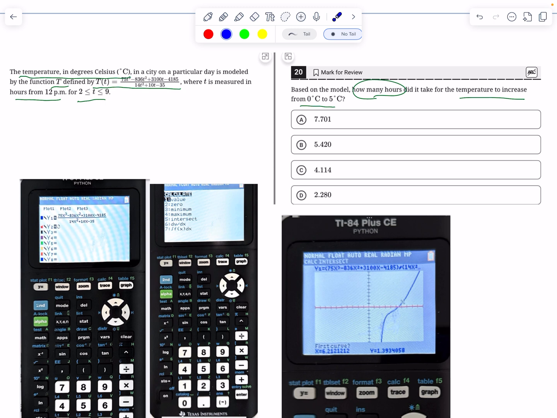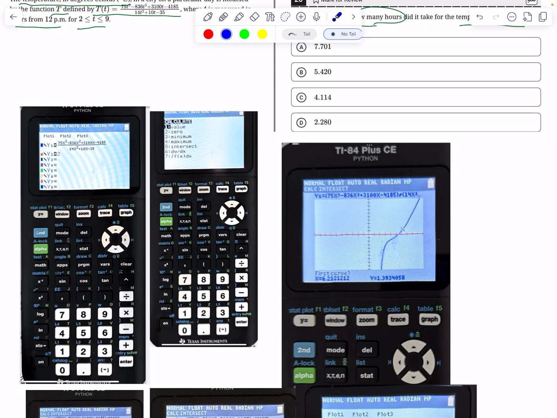Okay, and so in order to do that, we press second trace for calc, and on the screen you will see calculate, and you choose number 5 for intersect. And when you do that, you will see this screen. It will ask you first curve, and that's the equation of the first curve, and that's the blue one. Notice blue writing matches blue curve. And you'll see a little cursor. Make sure you use your arrows to get the cursor on this curve, only on the curve. Then you press enter.